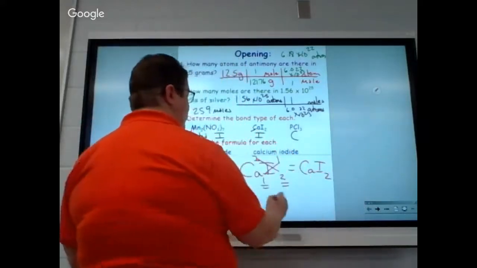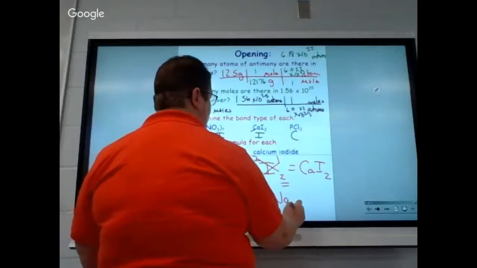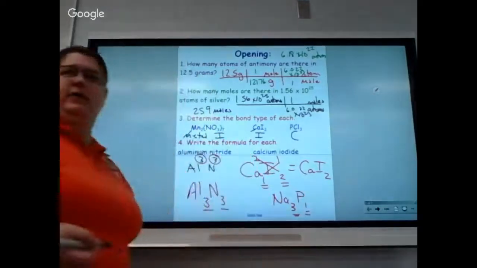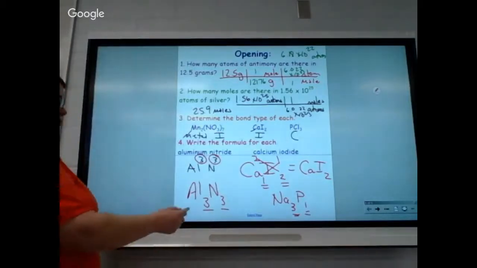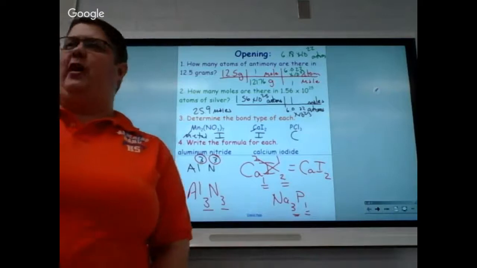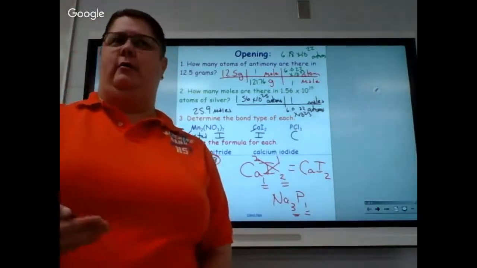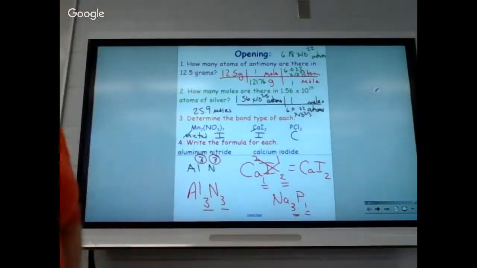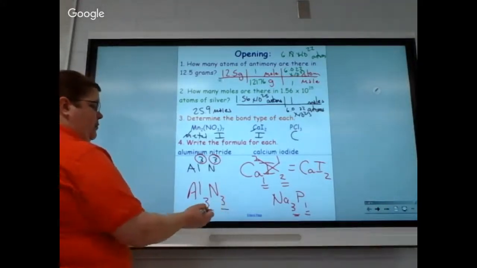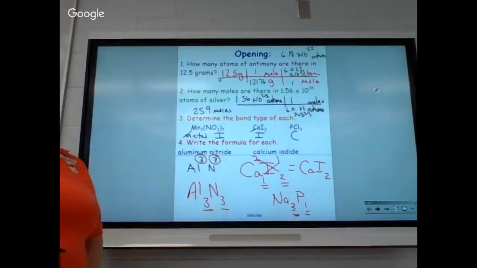Or we wound up with something like Na3P1. We can't reduce a 3 and a 1, right? It's in lowest terms. But this one has a 3 and a 3. What happens in math class if you have 3 over 3? It equals 1. Same thing happens in science class. If you can reduce both of these subscripts by the same number, you have to reduce.